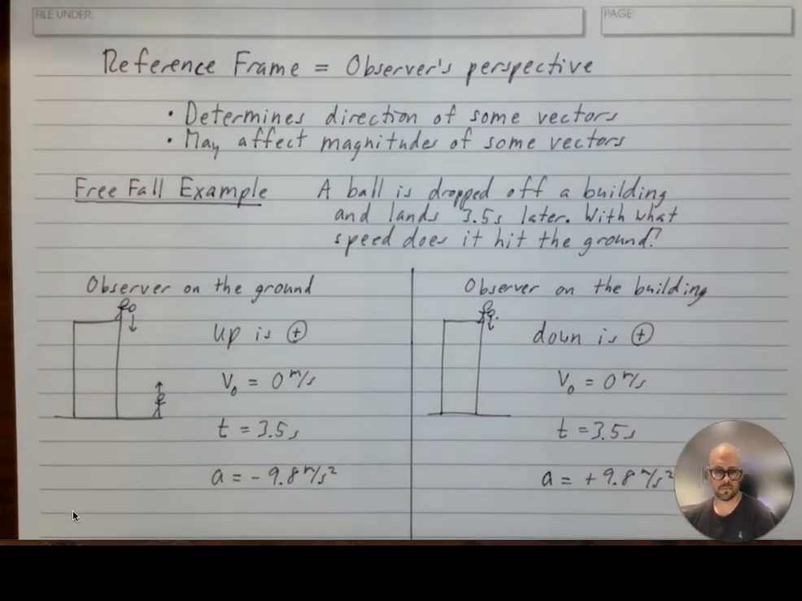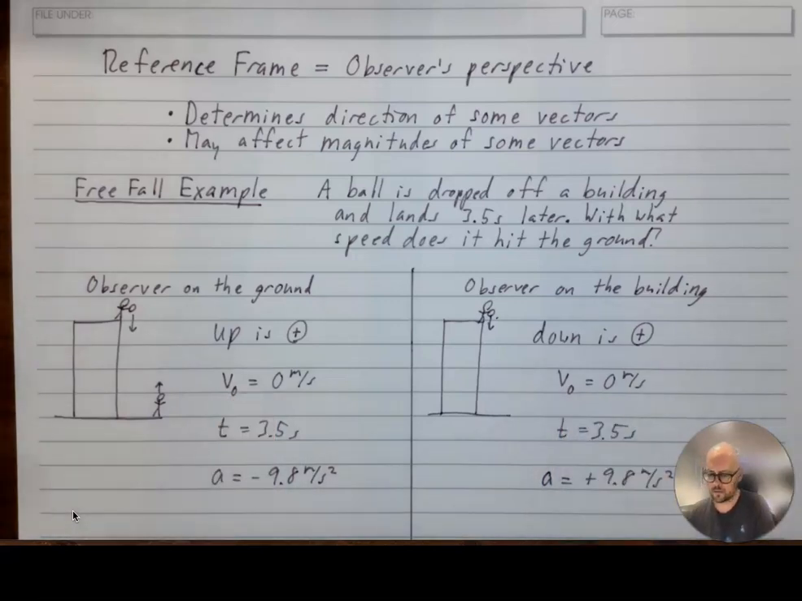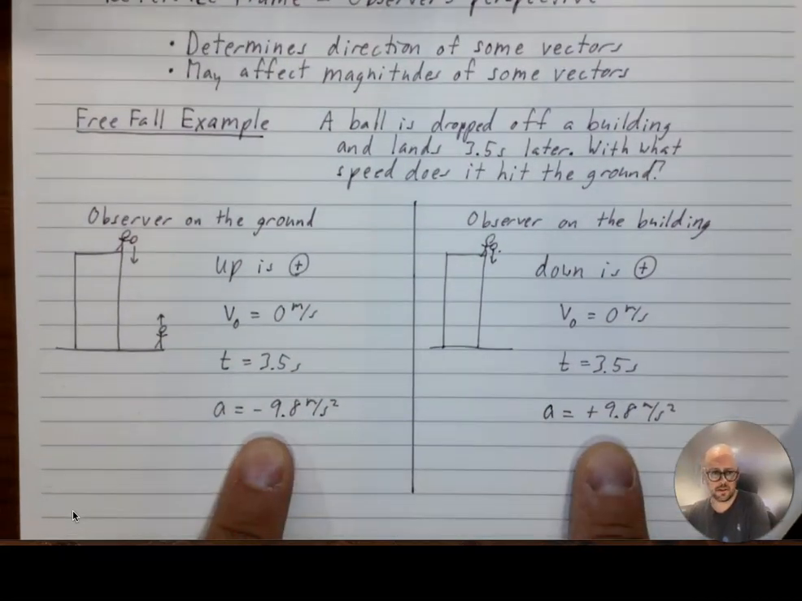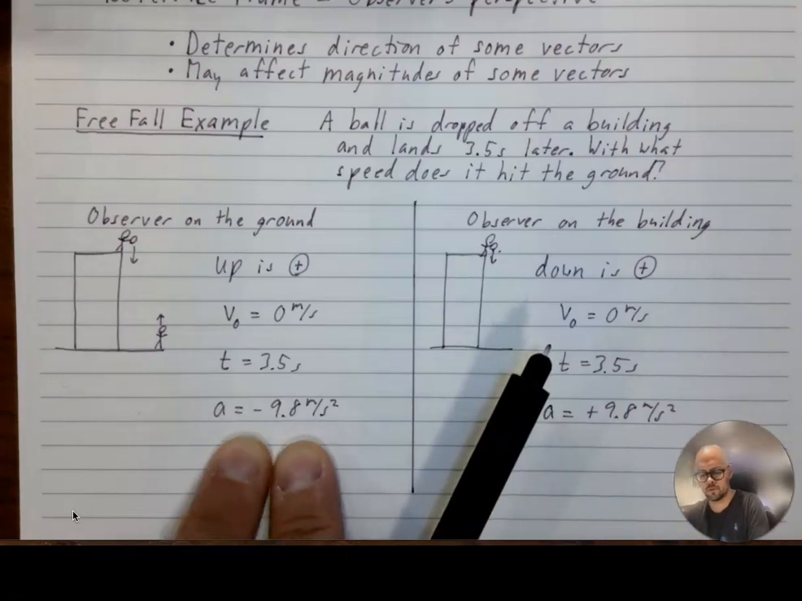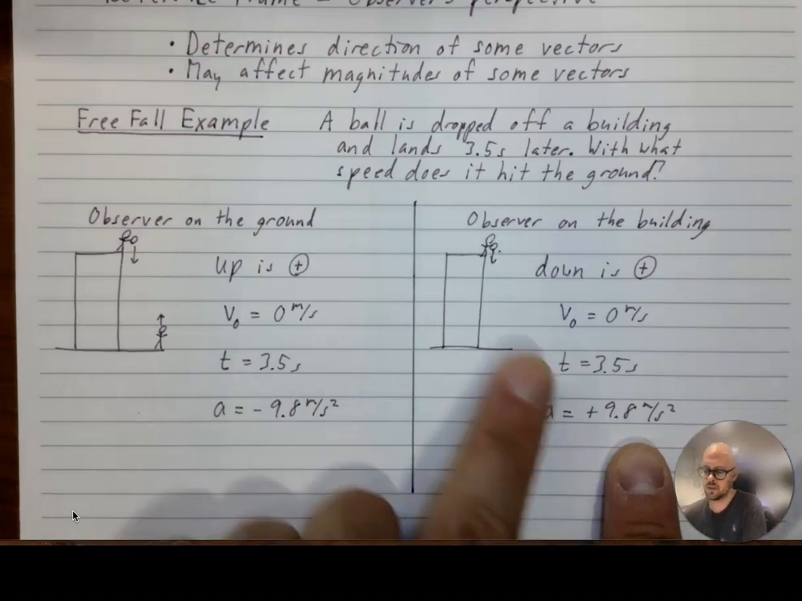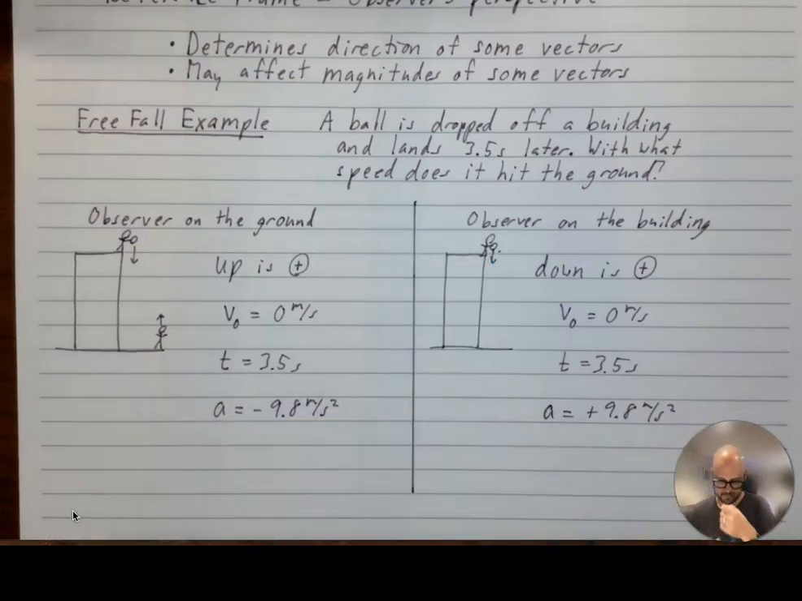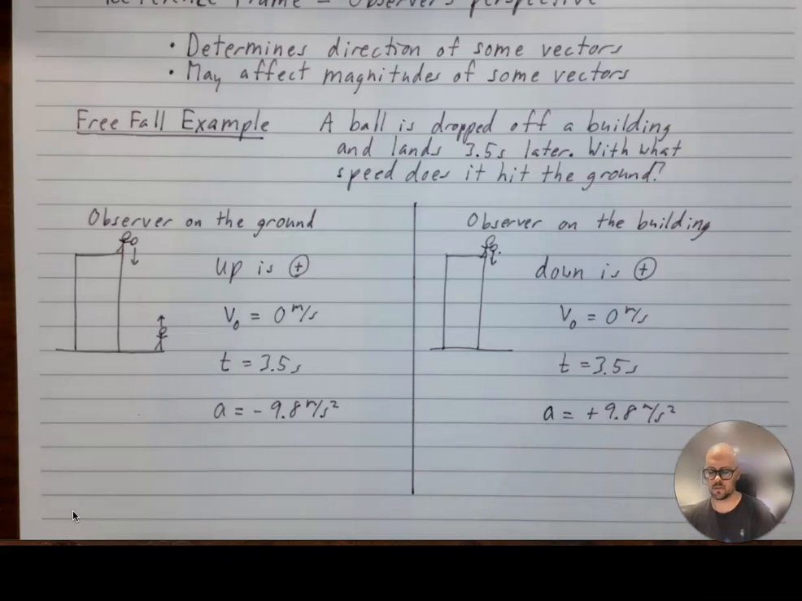I set up some initial conditions. Initial velocity is 0 for both, because that's at rest, no direction there. Time is a scalar, so that's the same. And the real difference here is that the acceleration is negative 9.8 meters per second squared for the observer on the ground, and positive 9.8 meters per second squared for the person on the building. Again, acceleration is downward, and so the direction we choose as positive will tell us whether the acceleration is positive or negative.